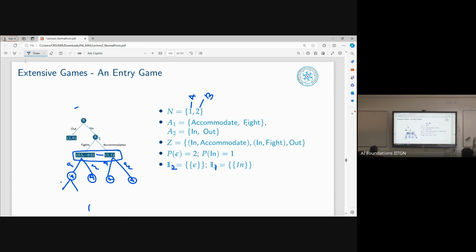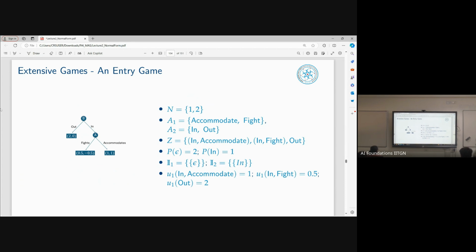Okay, let's go for a newer game and see. So the utilities are clear to all of you, right? Always remember, A is the first player, B is the second player. So first is A.